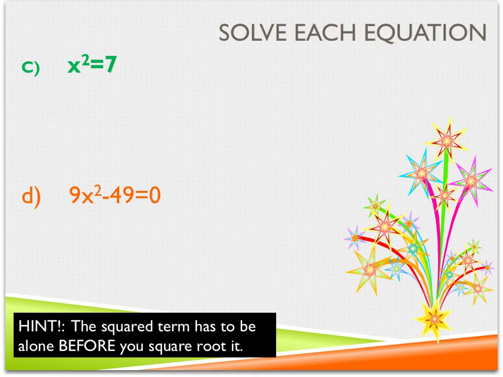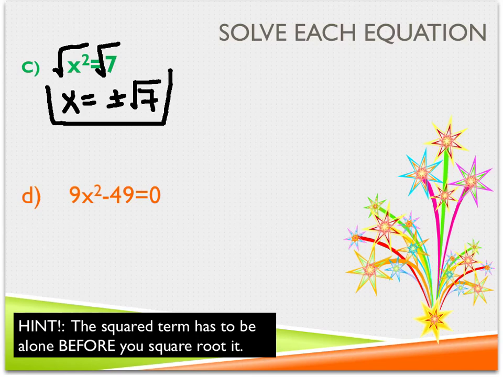Okay, so again, a couple more extra examples. Remember, our squared term needs to be isolated. It is in this case, so I'm going to go ahead and square root both sides. Since I'm drawing the square root, I need to do plus or minus. Now, the square root of 7 cannot be simplified. Therefore, that's it. That's my solution. Down here, I need to isolate the x squared term, so I'm going to add 49 to both sides.